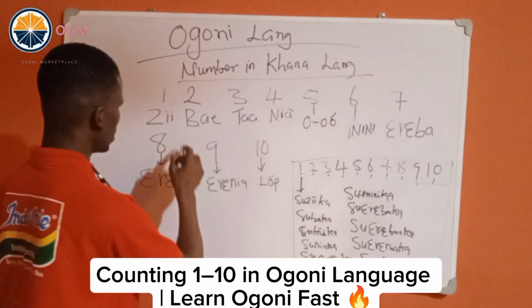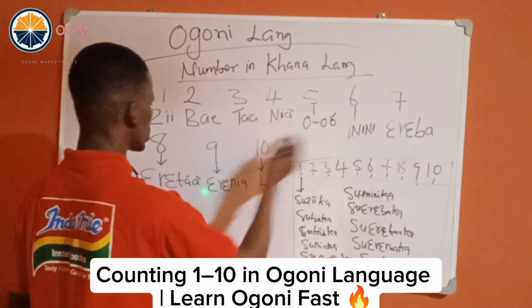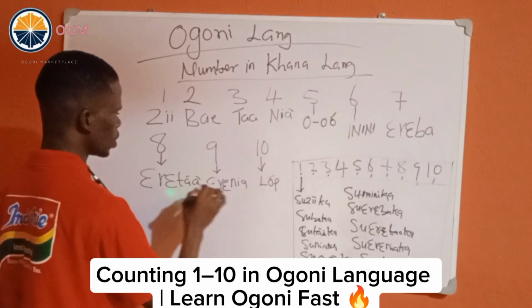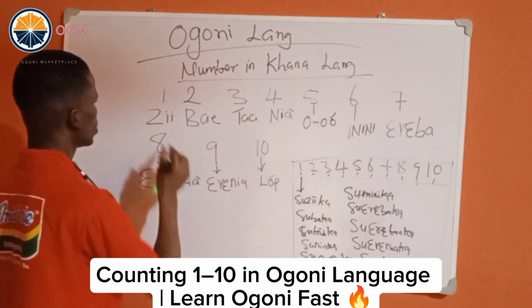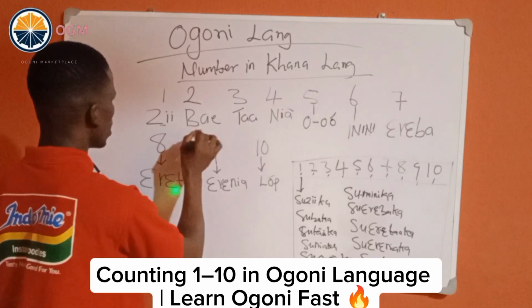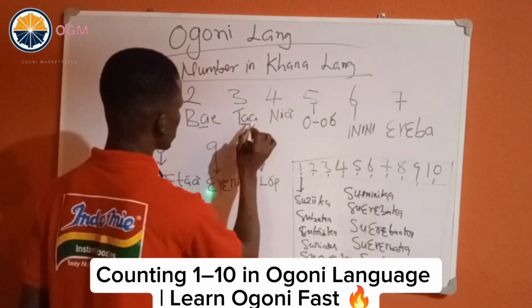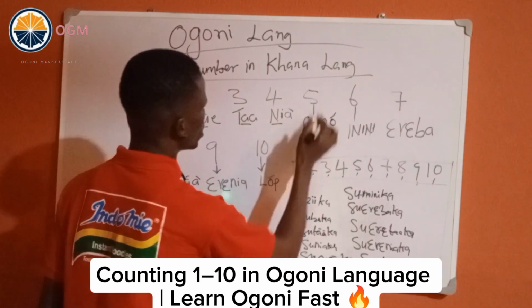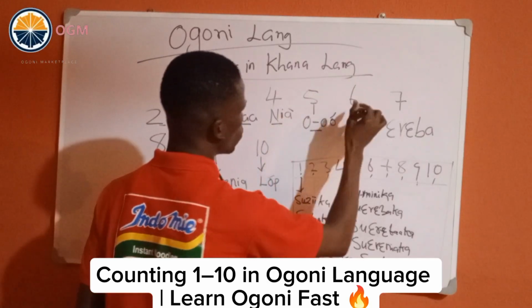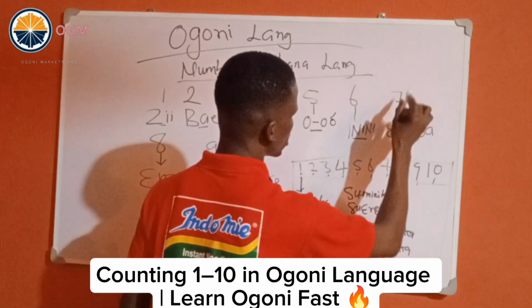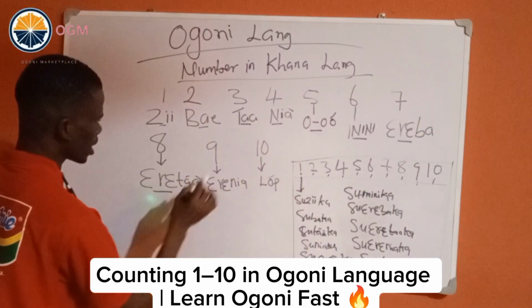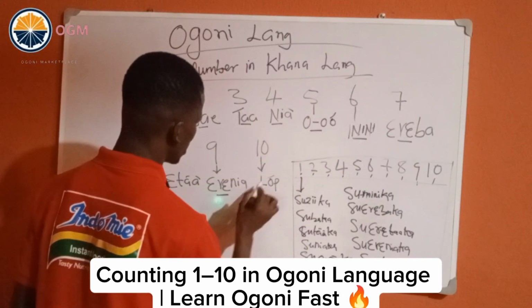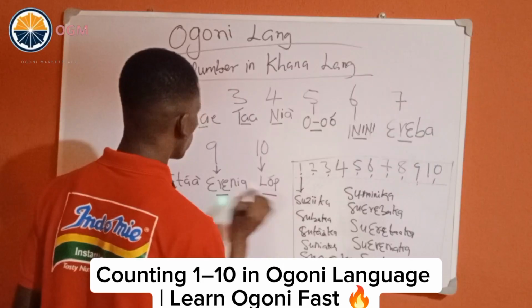So this is the spelling of 1 to 10 in pure Ogoni Kana language, to be specific. This is zin, by, ta, 3, 4, near, 5, 6, ini, 7, eleba, 8, ereta, 9, erenia, and 10, loop.